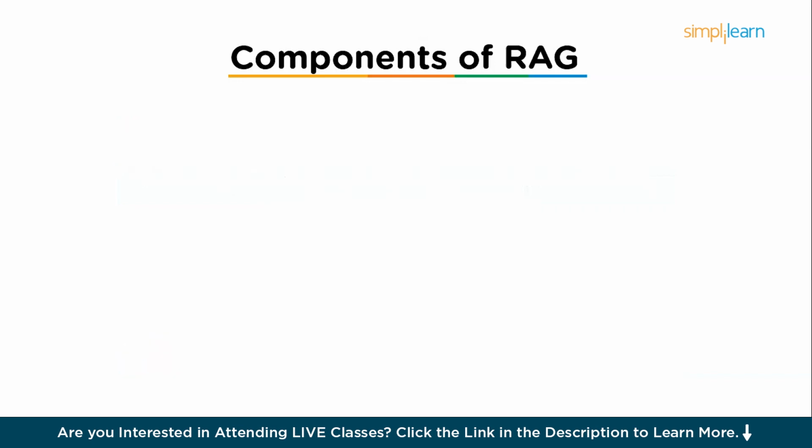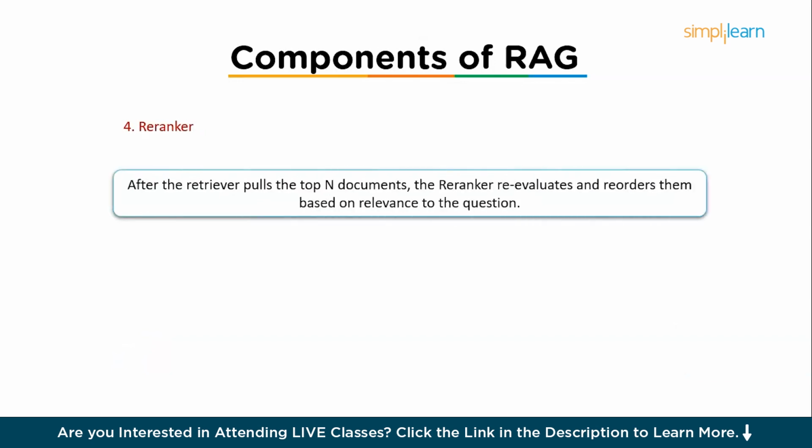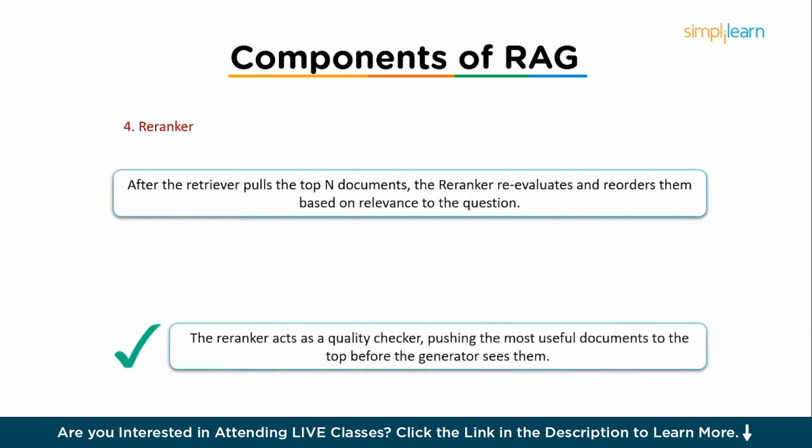Then let's move on to the fourth one. We have the re-ranker. After the retriever pulls the top N documents, the re-ranker re-evaluates and reorders them based on their relevance to the question. Then how does it help RAG? Sometimes the retriever brings okay results, but not in the best order. So the re-ranker acts as a quality checker, pushing the most useful documents to the top before the generator even sees them.